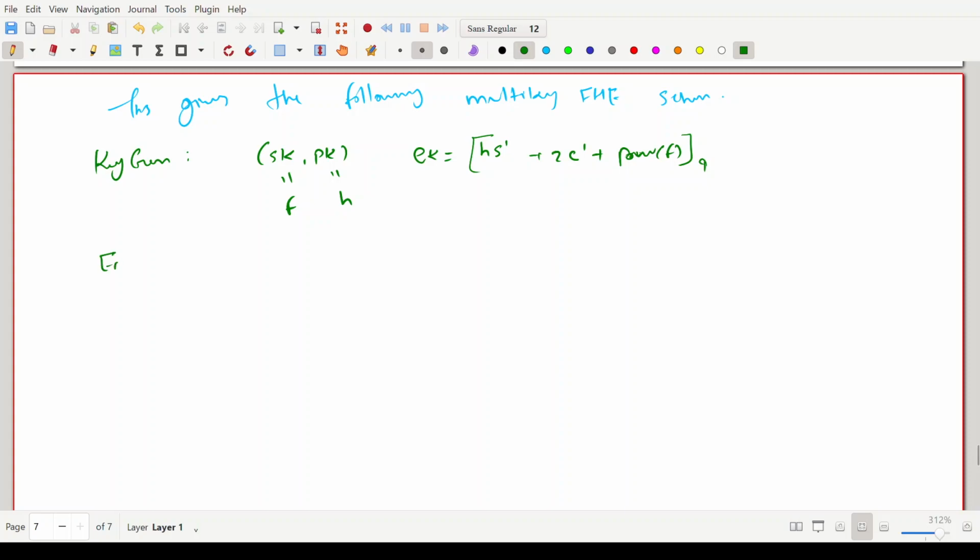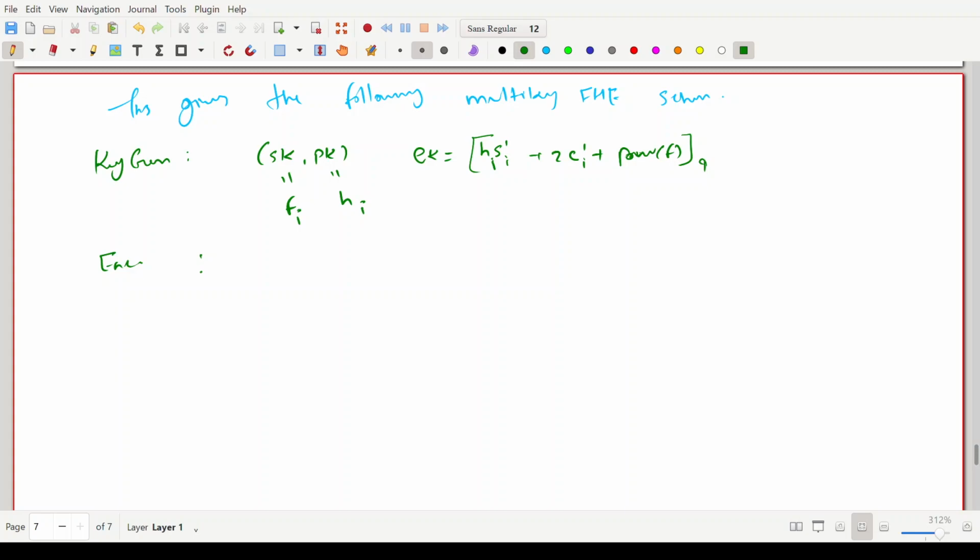For the encryption, same. What do you have to do? So let me just write it. This is FiHi. For every public key, this is going to be different. FiHi for each party. Here also this Hi and this Si', everything is depending on the party, correct?